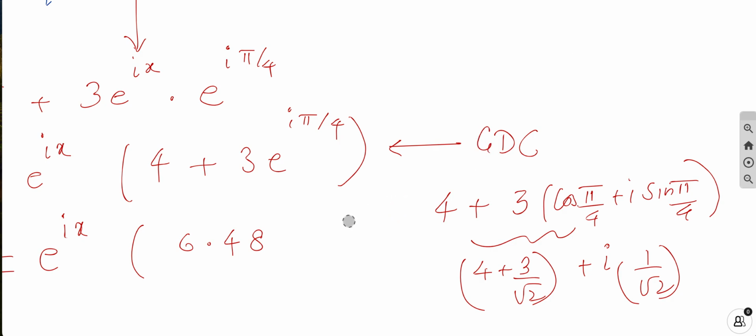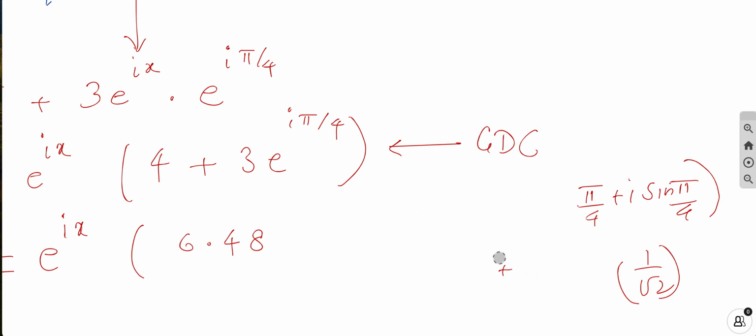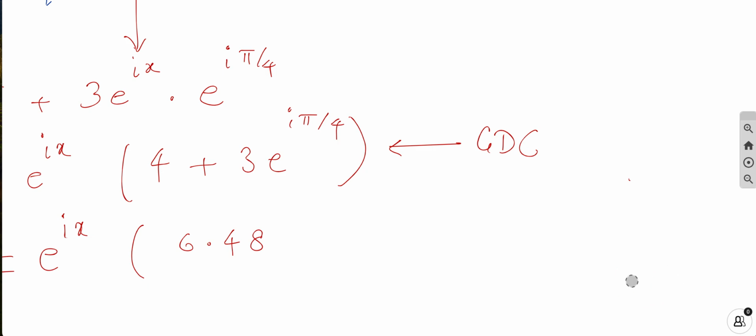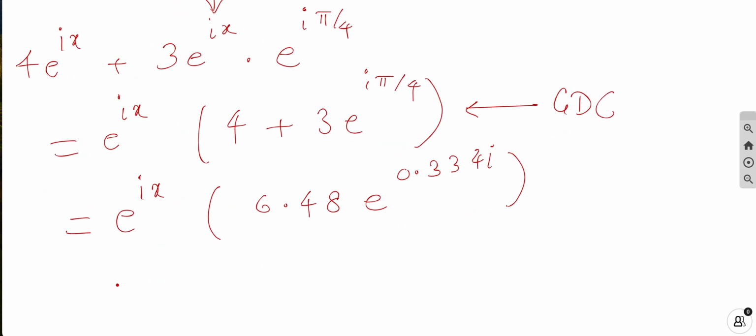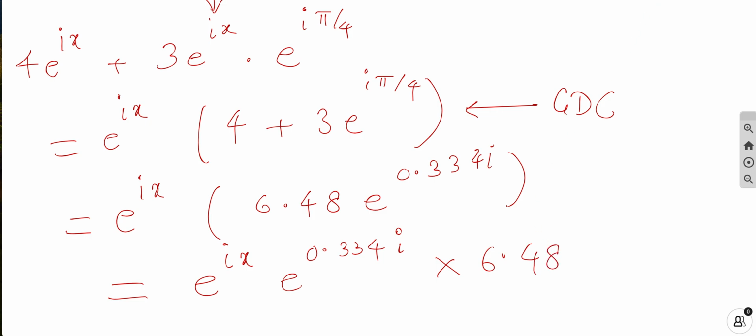So your calculator is going to find that out for you and get it in the form that you want. You want it in Euler's form, you want it in the polar form, whichever form you want, it will get it, and you can further write it as e to the power. So this is the answer that I am getting when I do it on the calculator. What is my final number? My final addition is e raised to ix times e raised to 0.334i times 6.48. 6.48 is like the modulus.